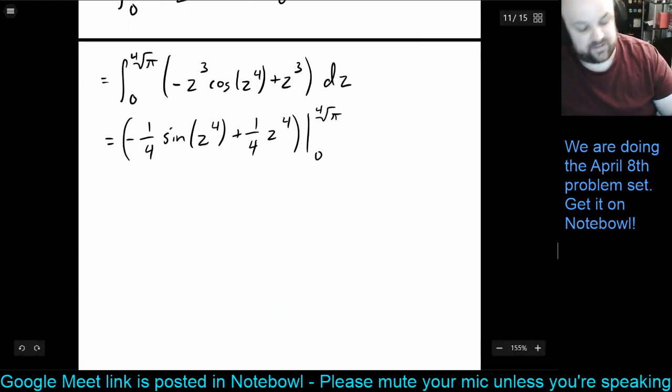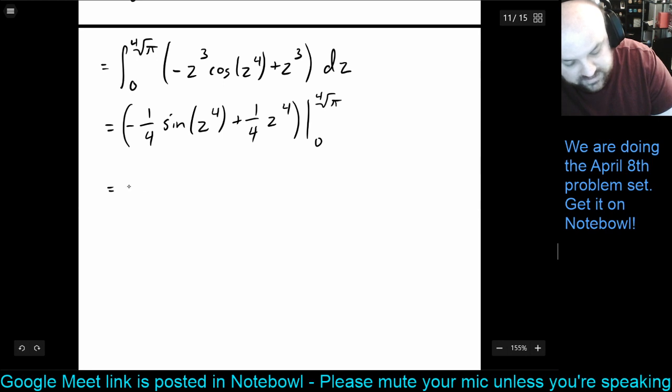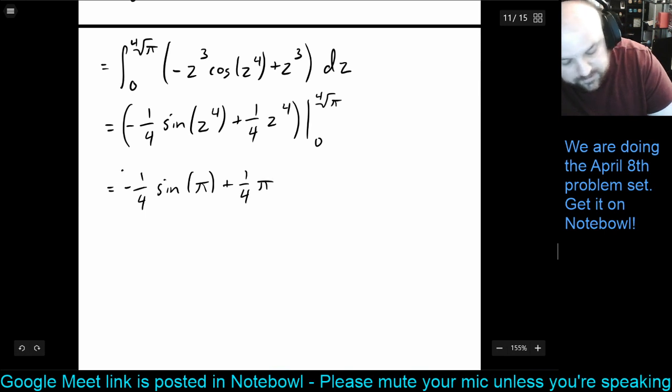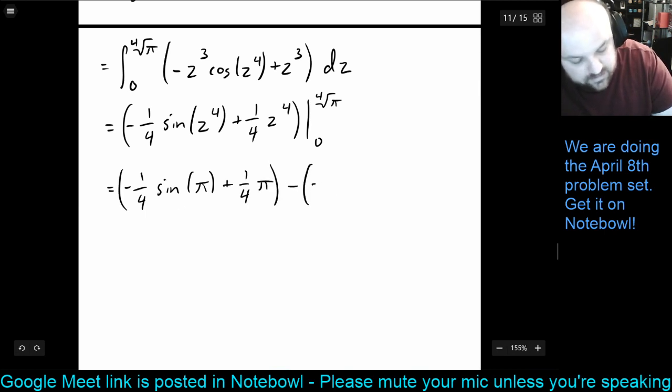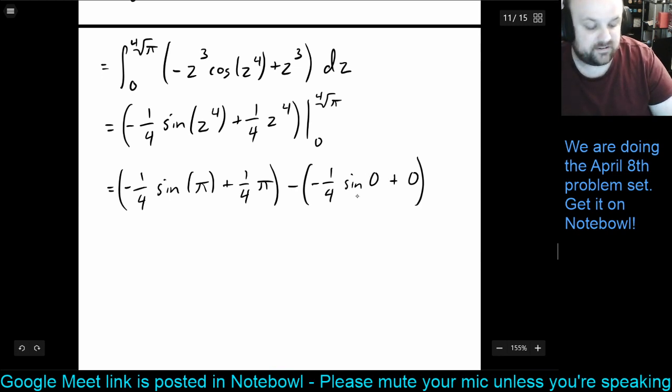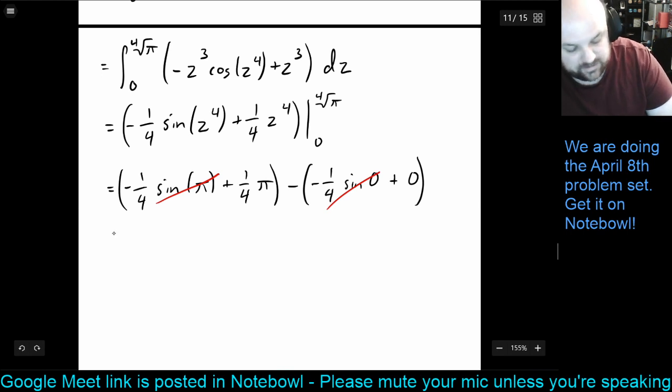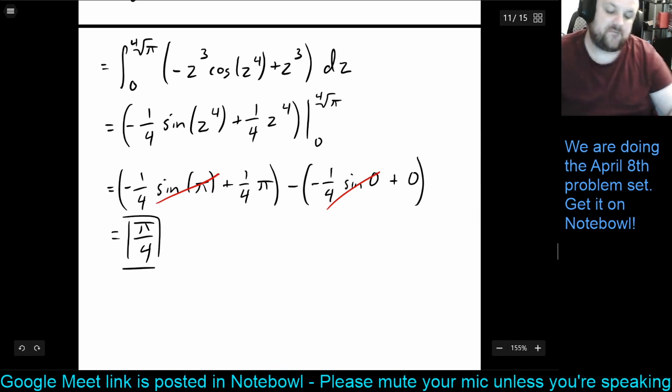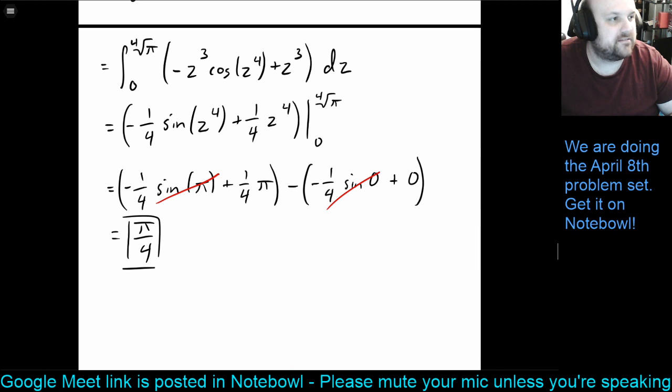And so just plug this stuff in. This is minus 1/4 sine. Plug this in, it's going to just be sine of pi plus 1/4 times pi minus negative 1/4 sine of 0 plus 0. And sine of 0 is 0. Sine of pi is 0, so those are all gone. And all we have left is pi over 4. And that's that.